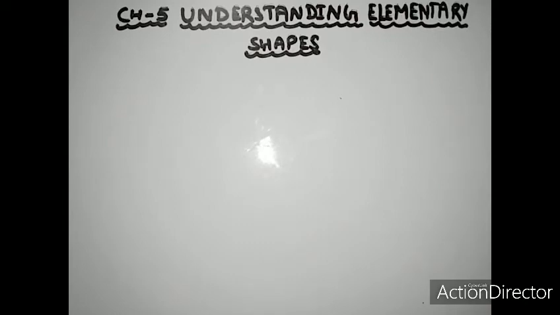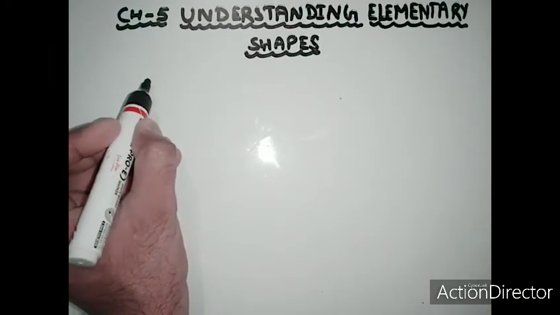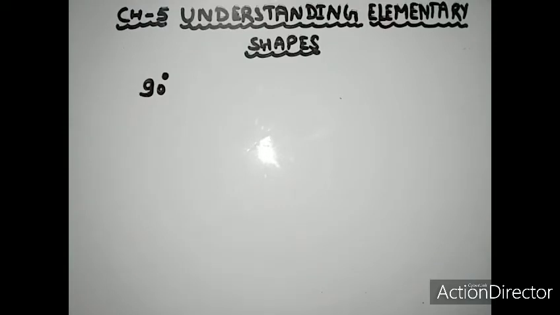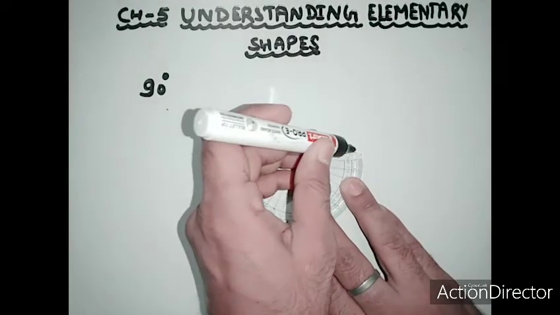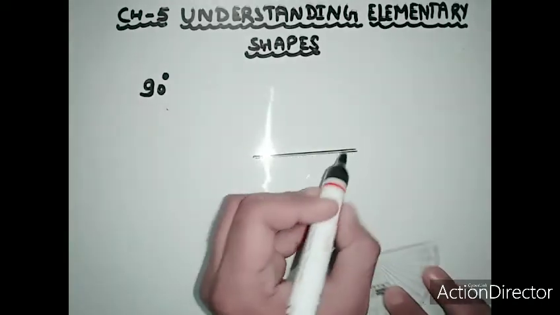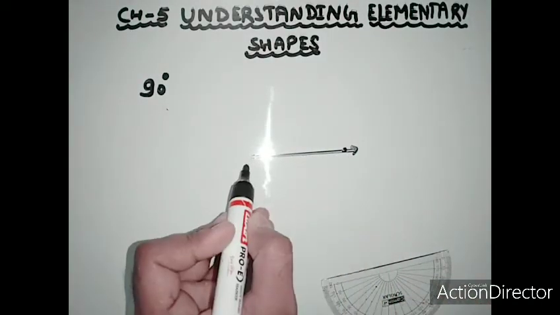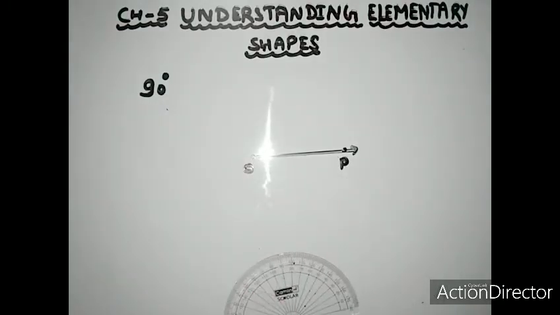So how do we draw an angle? First we take one example, 90 degrees. How do we make a 90-degree angle here? We use this protractor and draw two rays. Here we take this point as O and this point as P.